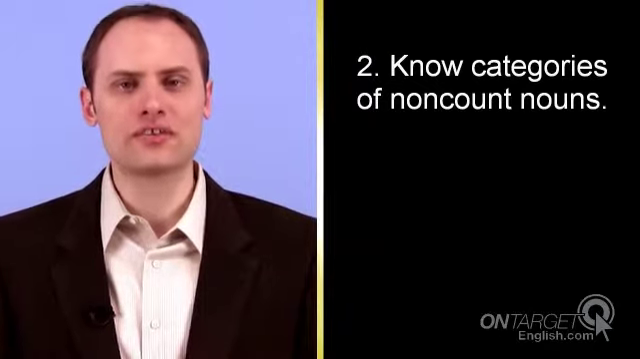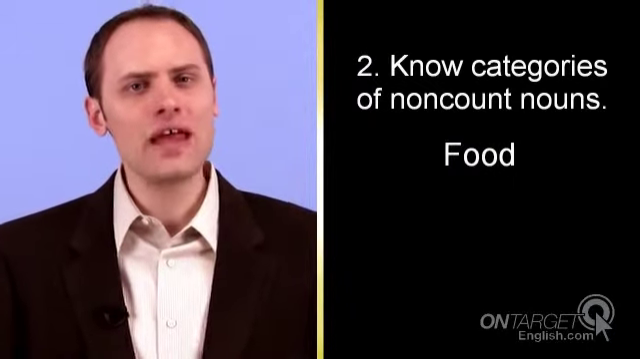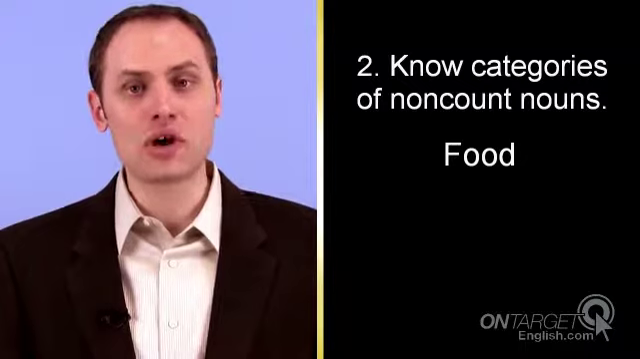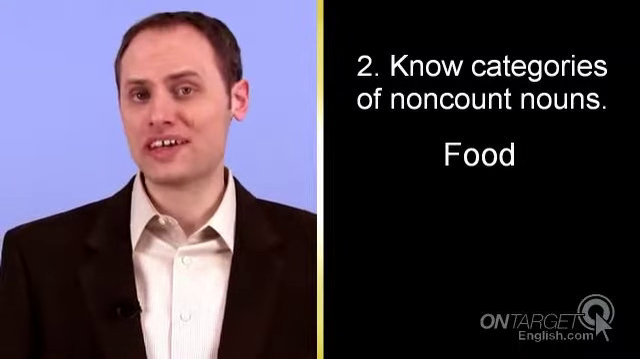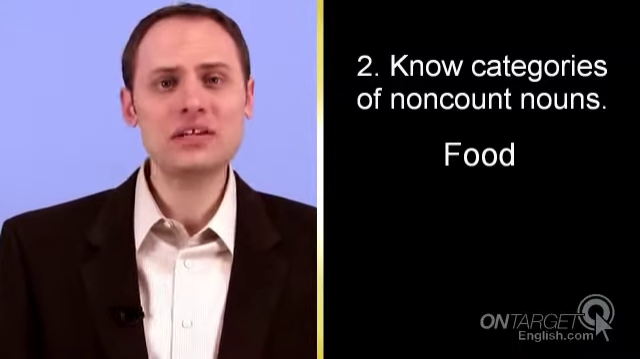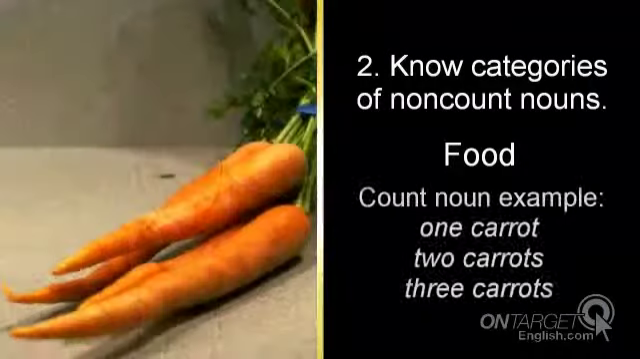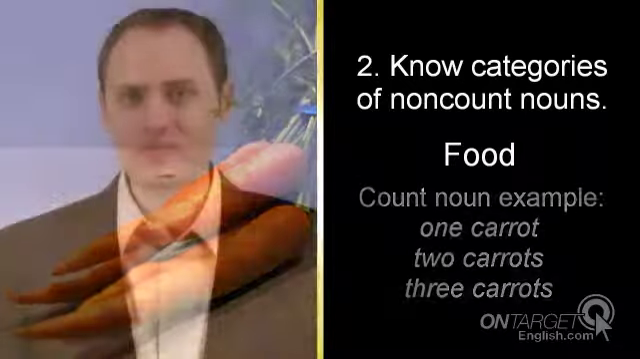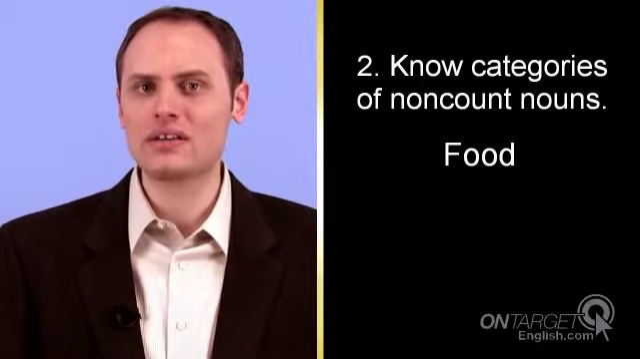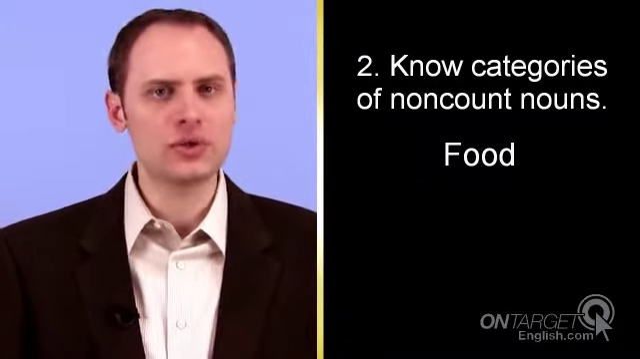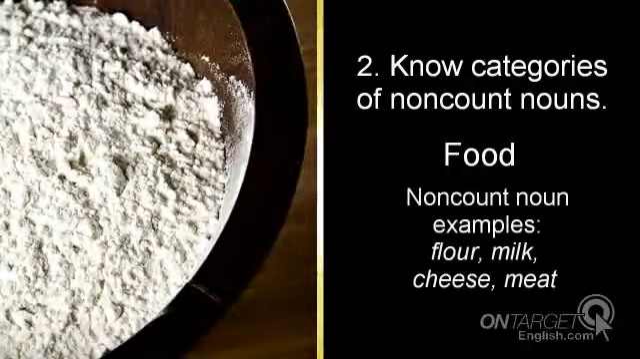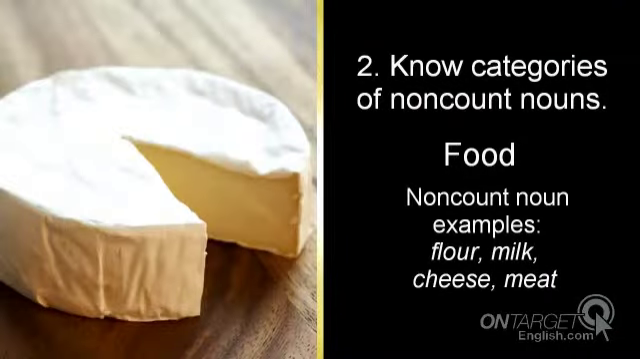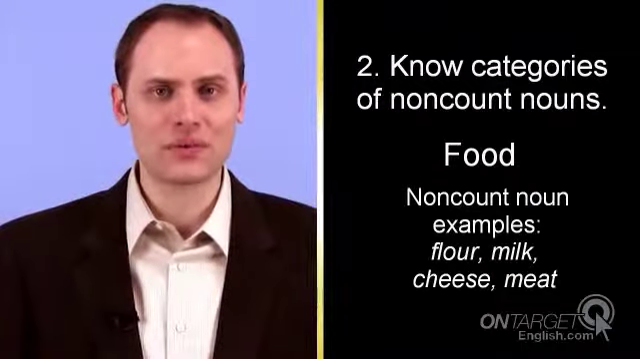Another category is food. Now, some nouns for food are count and some are non-count. There are certain kinds of foods that have units that you can count. 1 carrot, 2 carrots, 3 carrots, and so forth. Other kinds are non-count and do not have individual units. Flour, milk, cheese, meat, and so forth.